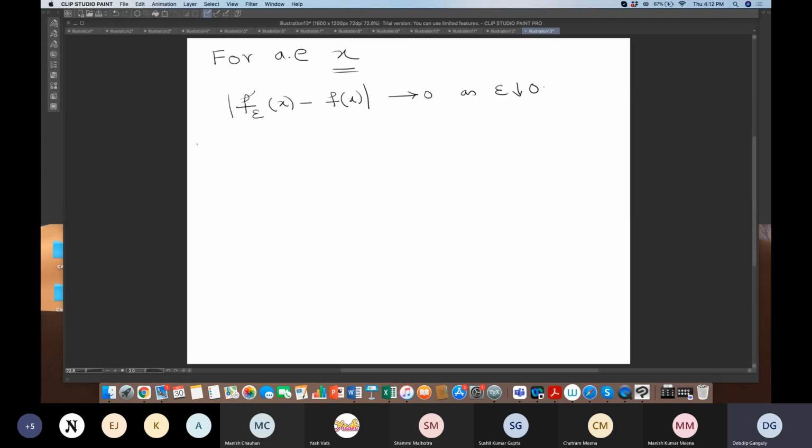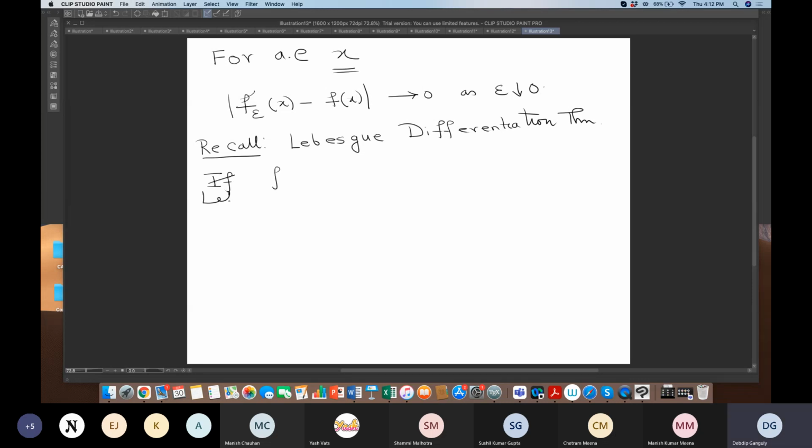Okay. Now recall a very important theorem. Recall the Lebesgue differentiation theorem. If you don't know, you should at least know the statement.